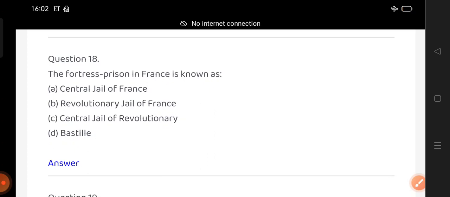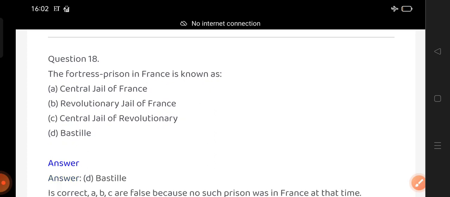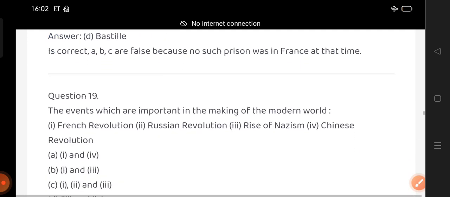The fortress prison in France is known as. You already know this. This is the most important chapter, it begins from here only. So perhaps you already know this. So directly the options begin. 1, 2, 3, 4. Answer disclose. Okay, D.